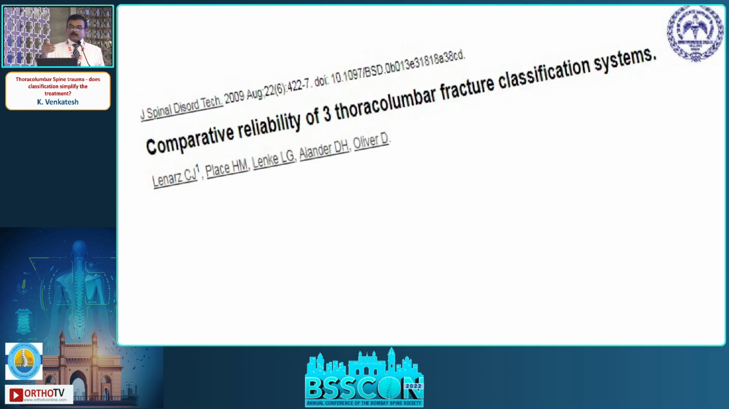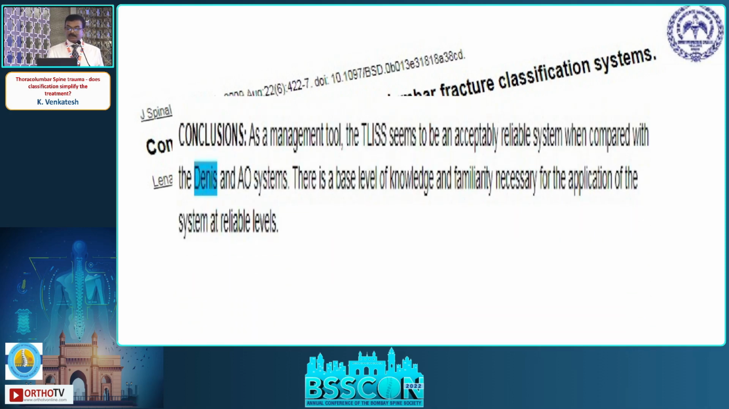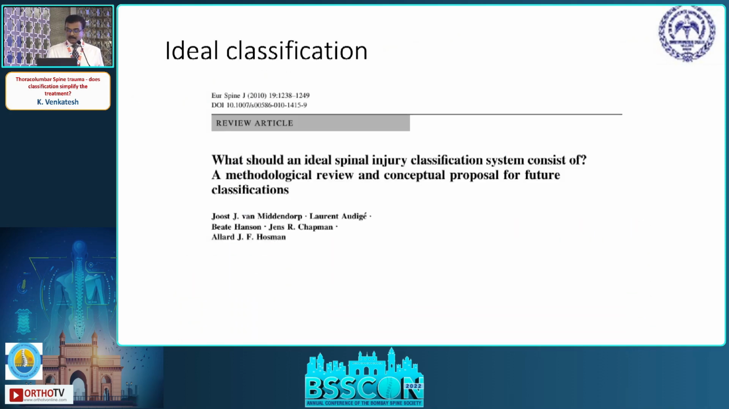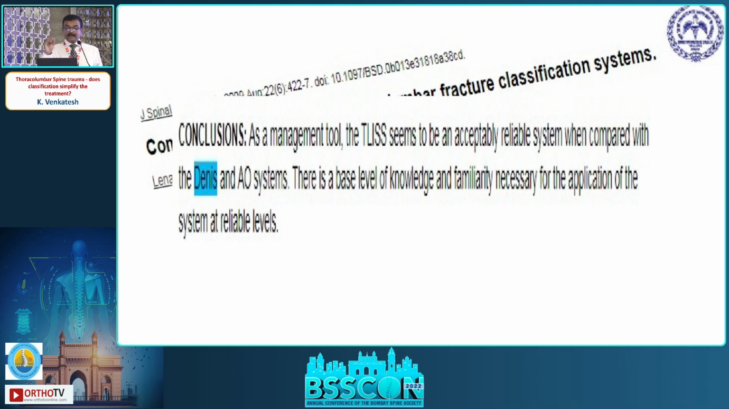Then they tried to compare the reliability of these three classifications, that is the Dennis, AO and the TLICS, and they said yes, TLICS seems to be acceptable, reliable and reproducible. This is what they said in 2005.